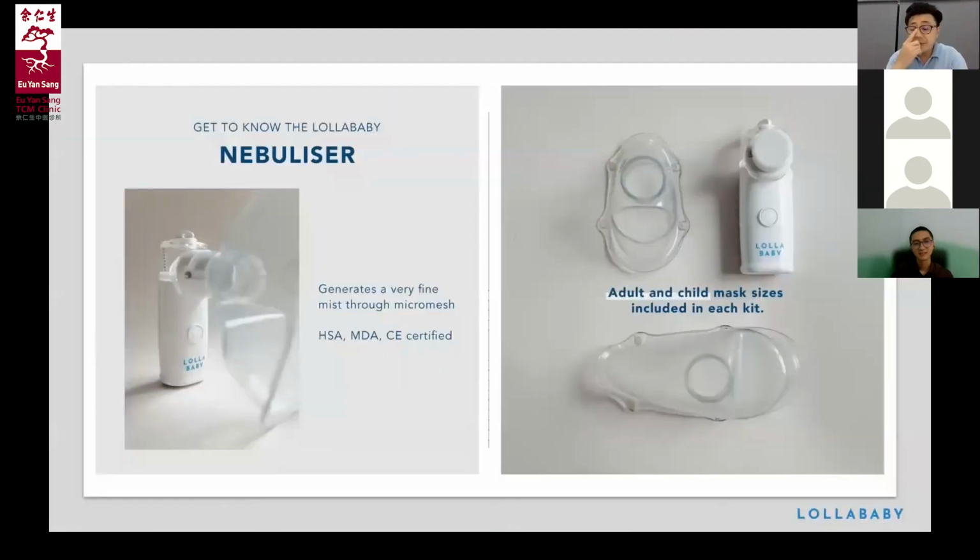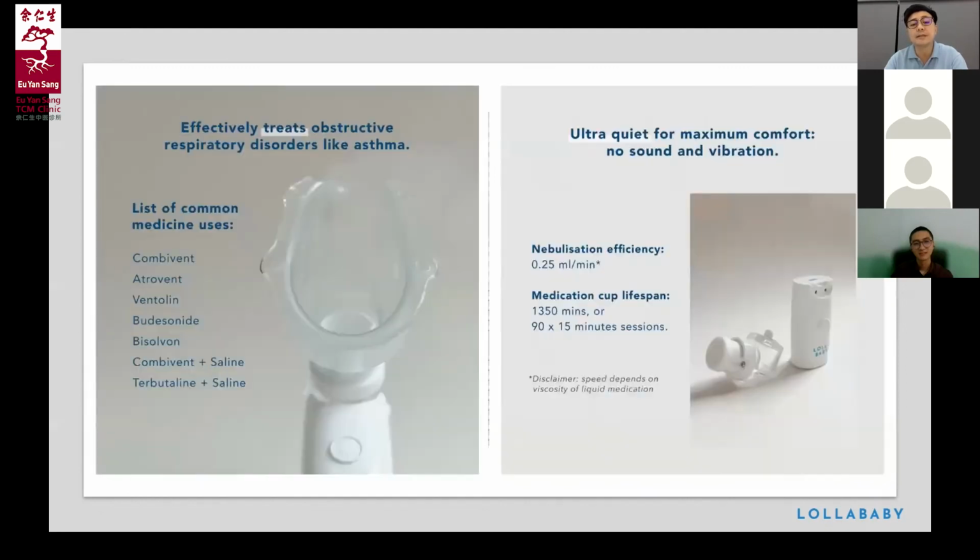Okay. So some facts about the nebulizer. Again, it's certified and comes with 2 different masks, as you can see here. So there's the adult mask and also the child mask.